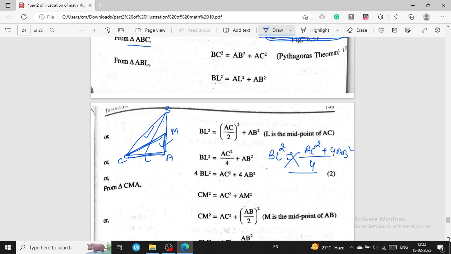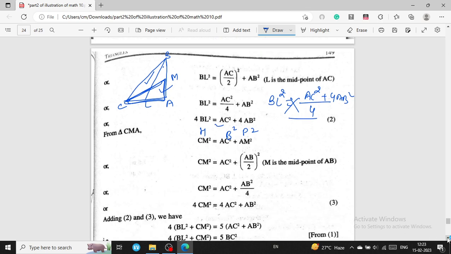In this triangle, CM is the hypotenuse, the base is AC, and AM is perpendicular. CM square is equal to AC square plus AM square. Now you can put the value in place of AM square. We will take here AB over 2, because CM is the median of AB. So that's why we take AB over 2 whole square. CM square is equal to AC square plus AB square over 4.